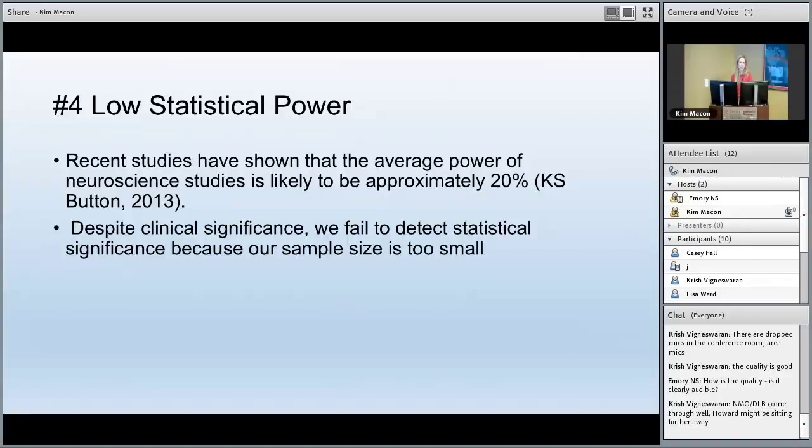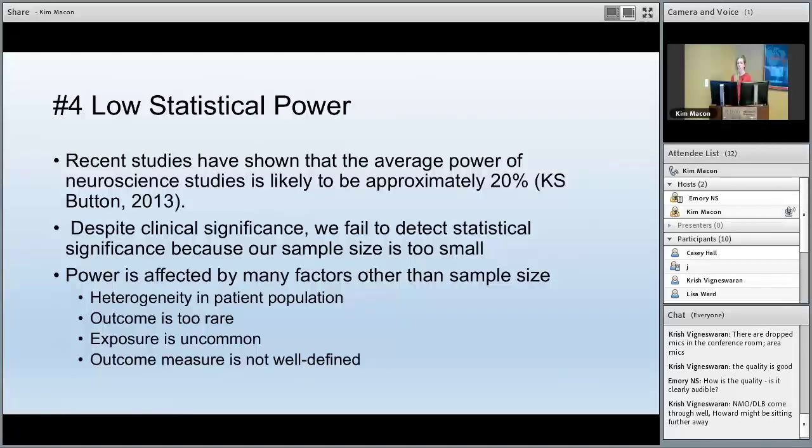So what ends up happening is it creates this sort of file drawer problem, right? There's a lot of studies out there that are likely from small sample sizes that aren't published because they failed to find a statistically significant difference, even though they may have found something clinically significant. It's really hard to get small sample sizes with non-significant results published.